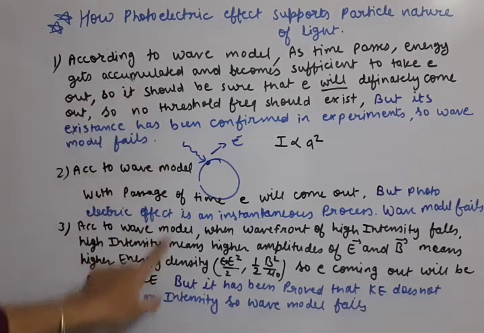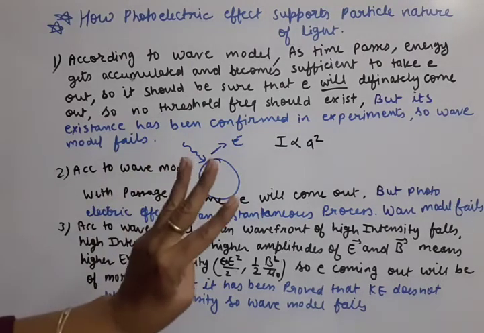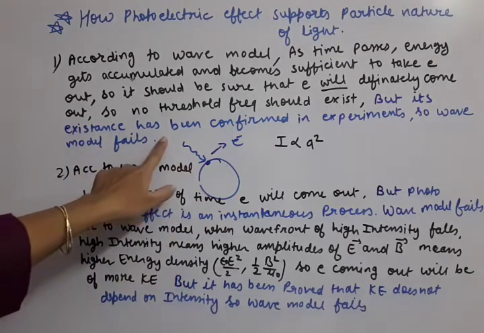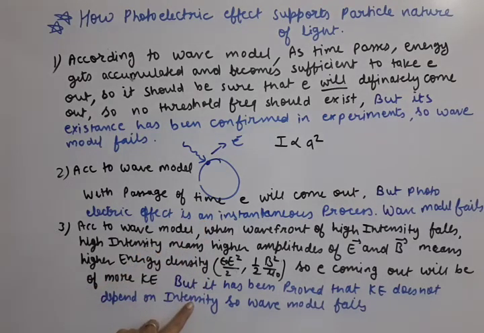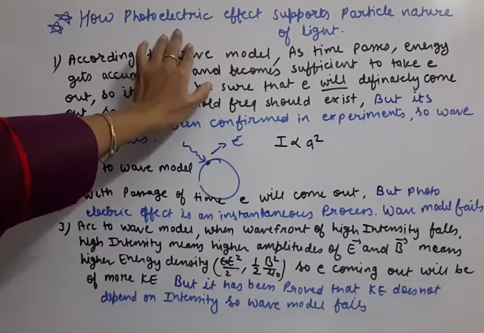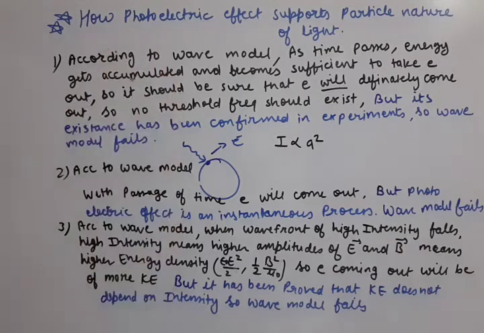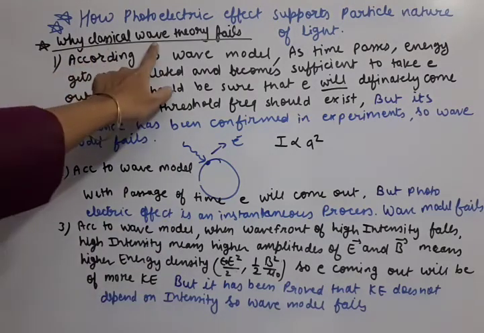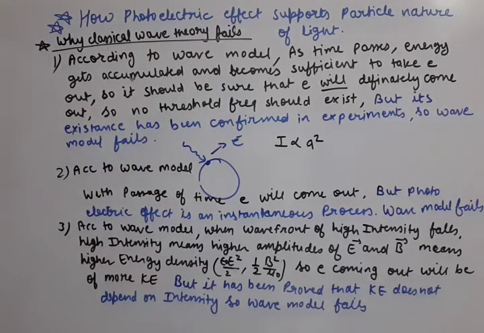So you can see the wave model of light is ruled out based on three points: the existence of threshold frequency, the photoelectric process being instantaneous, and the kinetic energy's dependence on intensity. These are sufficient points to answer the question of how the photoelectric effect supports the particle nature of light. Or the question can also be asked this way: why the classical wave theory fails. If this question comes, then you also have to write these three points, explaining them properly.